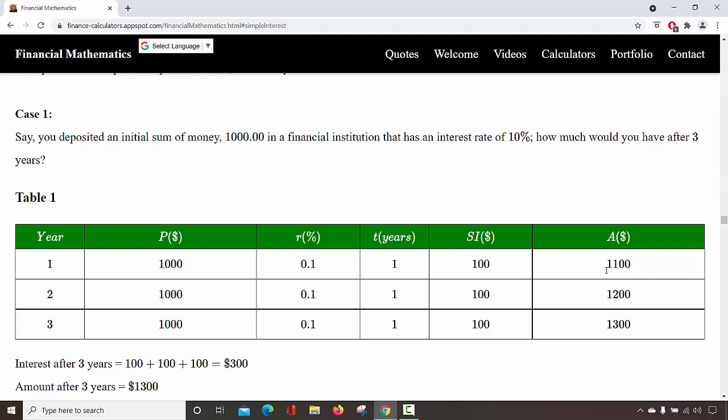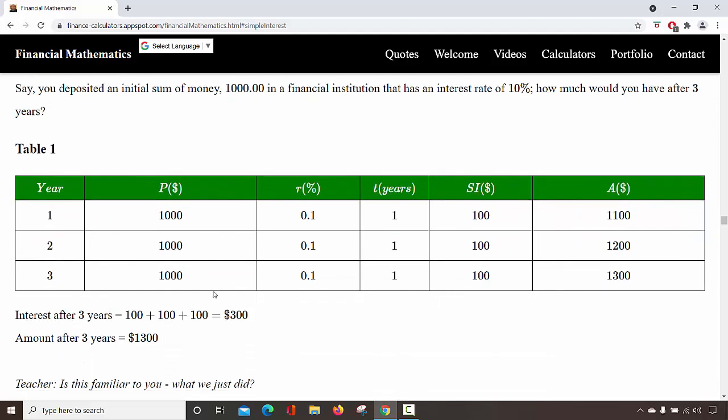So at the end of the first year, you have $1,100. At the end of the second year, you have $1,200. At the end of the third year, you have $1,300. Because you keep adding, the amount is the interest plus principal. So 1,100 plus 100 is 1,200. 1,200 plus 100 is 1,300. So you see the principal is the same at the beginning of each year.